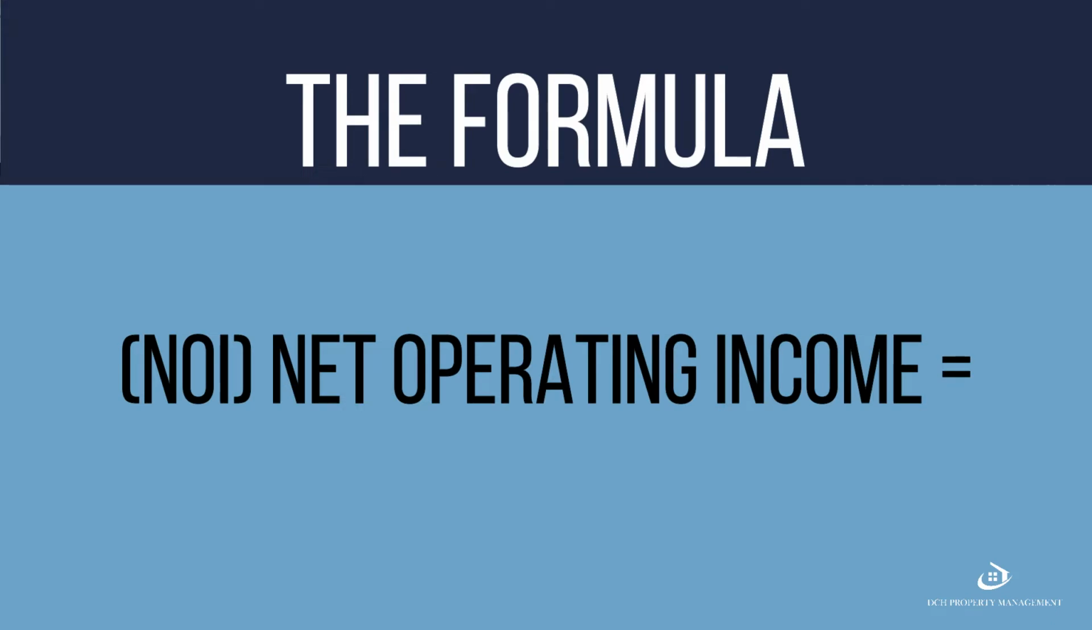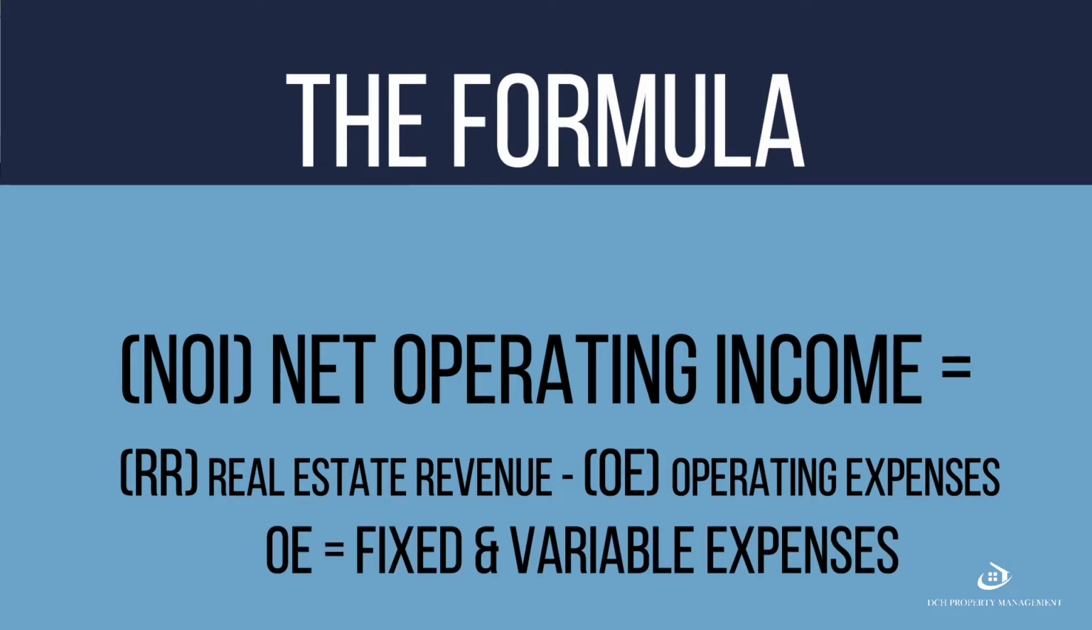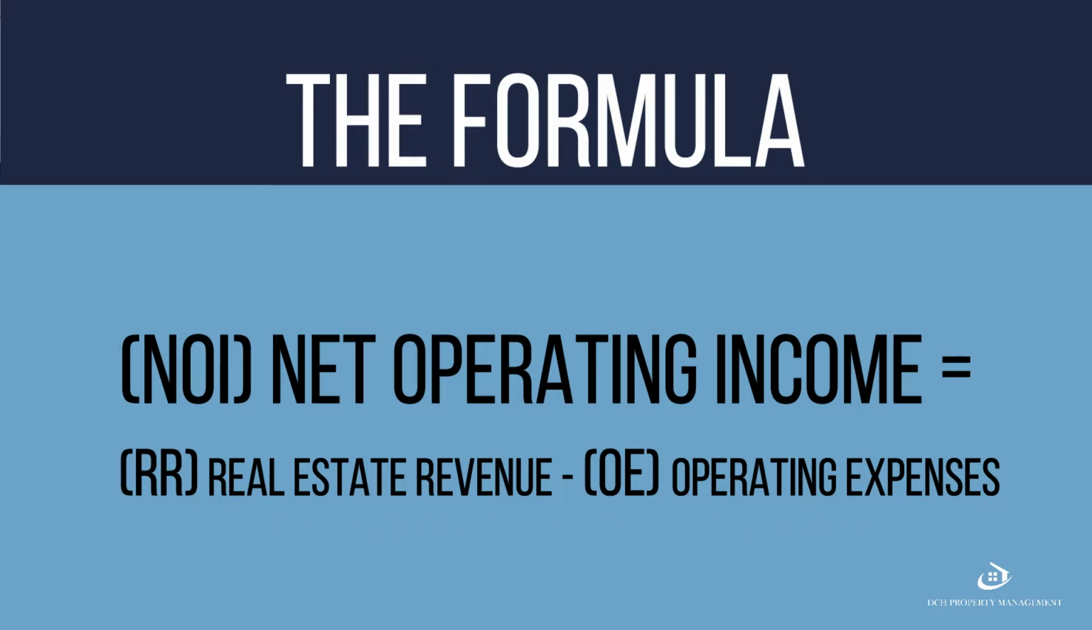Understanding the formula. Net operating income equals real estate revenue minus operating expenses. Although we can still break down the operating expenses into fixed and variable expenses, we are going to leave that explanation for another video. We are going to enumerate the most common expenses you need to look into in general. They might vary depending on the type of property you are reviewing.